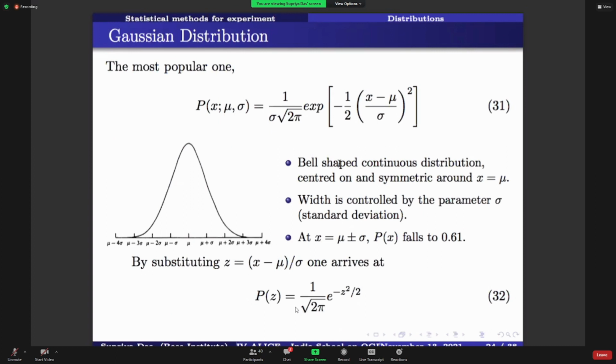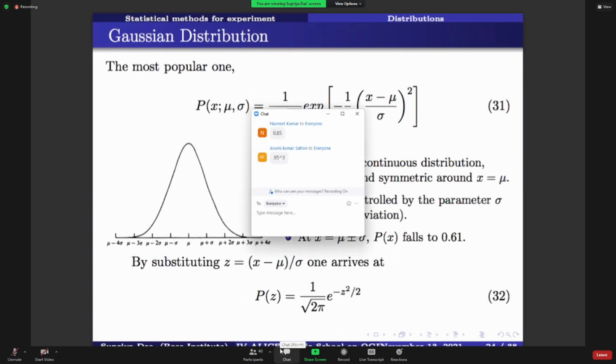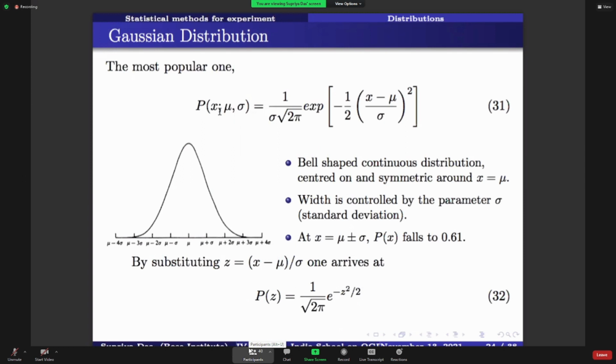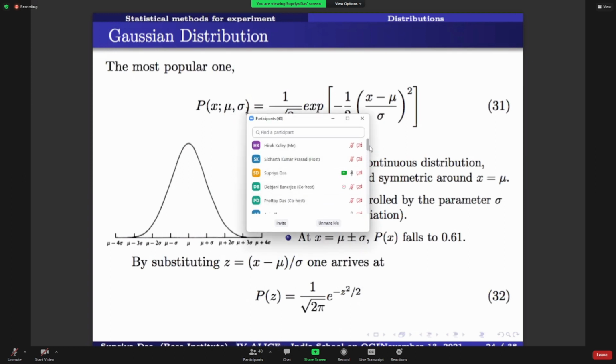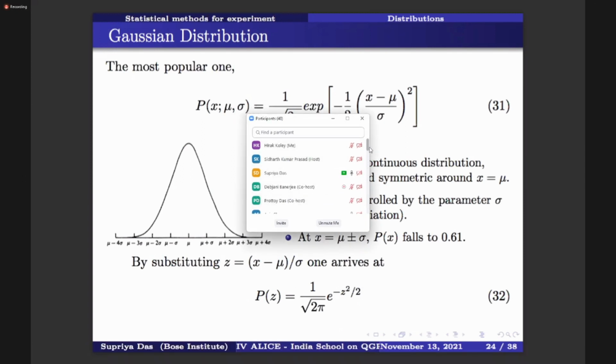And this is what we are all waiting for. This we hear all the time. This is the Gaussian distribution, and this is definitely the most popular one, which has two parameters, a mean and sigma, and it is defined by 1 over sigma times the square root of 2 pi, times the exponential of this. And the distribution is a bell-shaped continuous distribution.